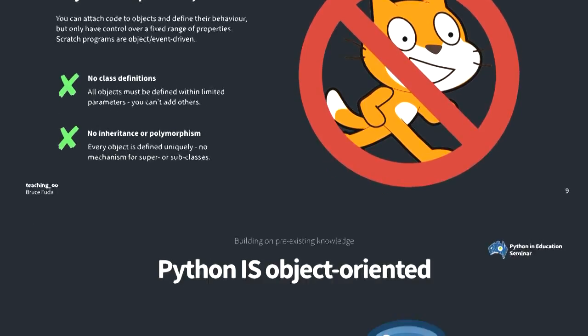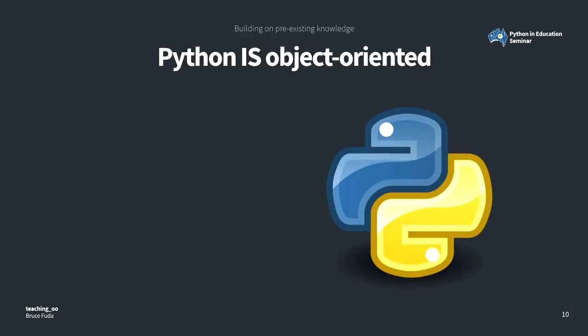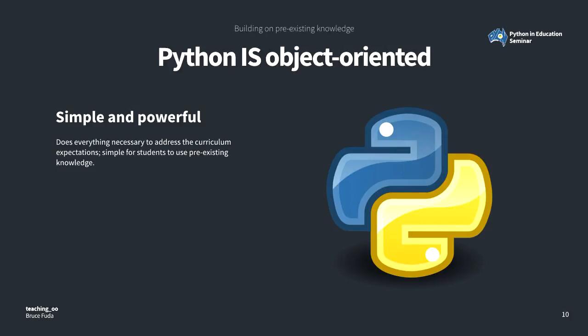So one of the great things about Python is that it's object-oriented, but it's also a language that we can introduce earlier on as a general purpose programming language in Year 7 and 8. So I think one of the benefits of Python and the reason we use it extensively in our programming is that it's very simple, it's very powerful, and it does everything we need to be able to address the curriculum expectations.